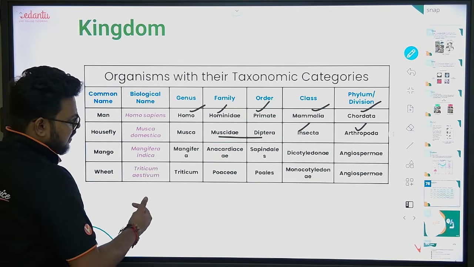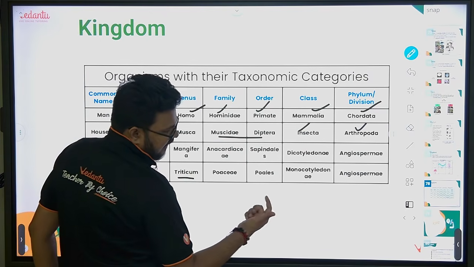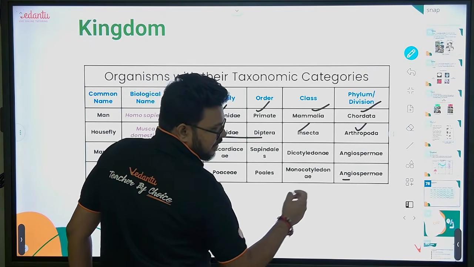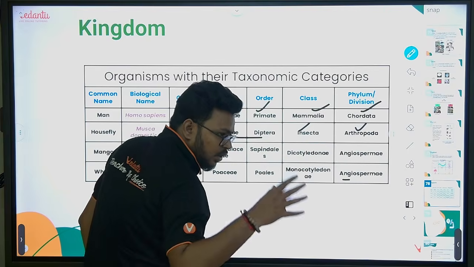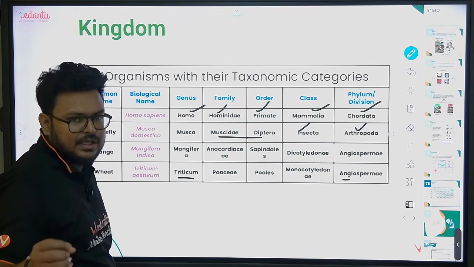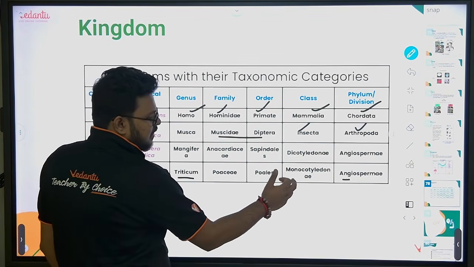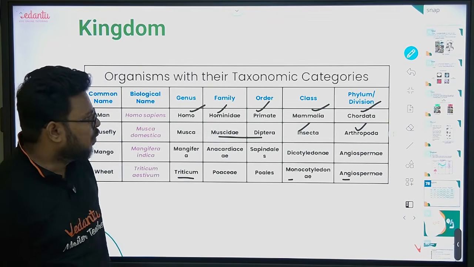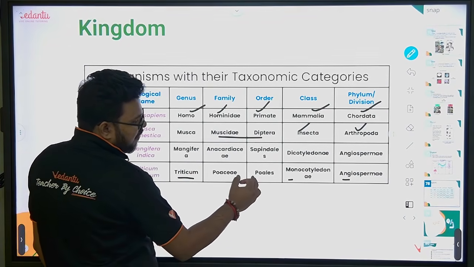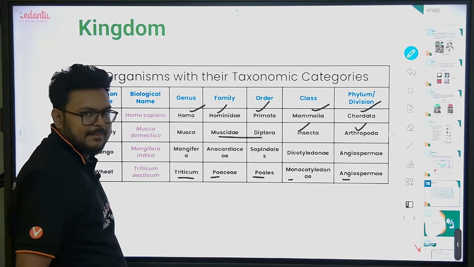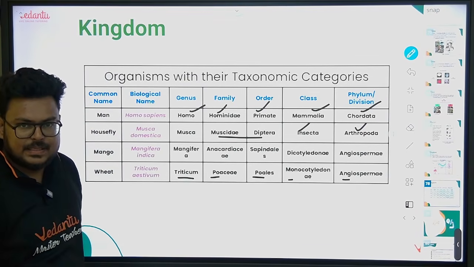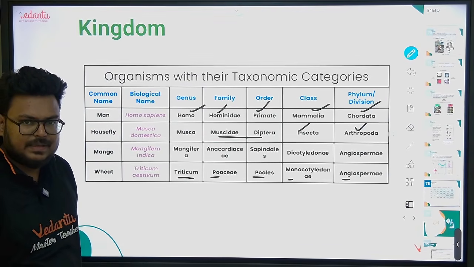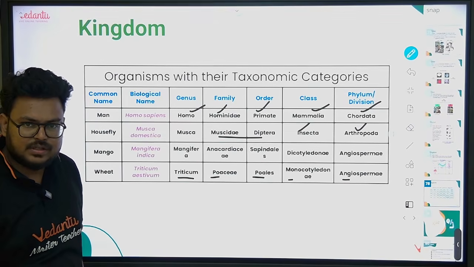If we come to wheat, Triticum aestivum is fine. Wheat belongs to angiosperms, and wheat we know very properly. Wheat is a kind of grass, and grasses are monocots, right? So two things here also we don't have to learn. What we have to learn is order and family, Poales and Poaceae, right? Poaceae family we will be covering in our morphology also.